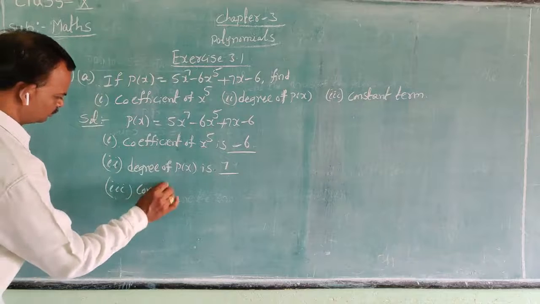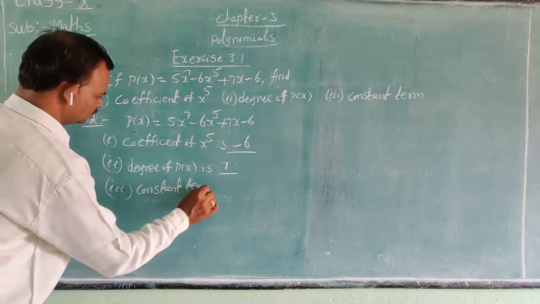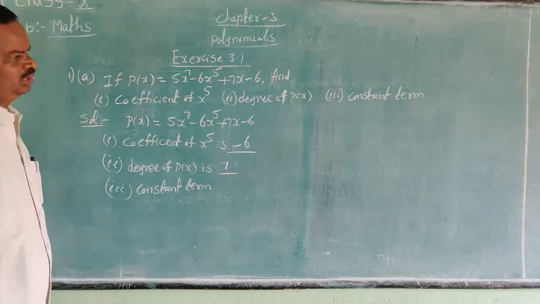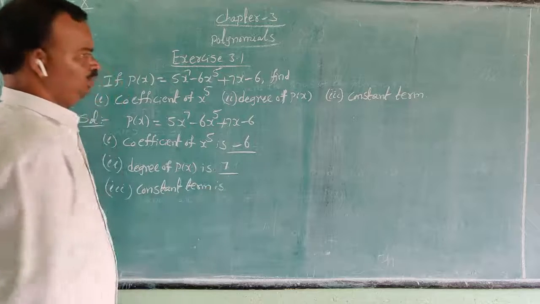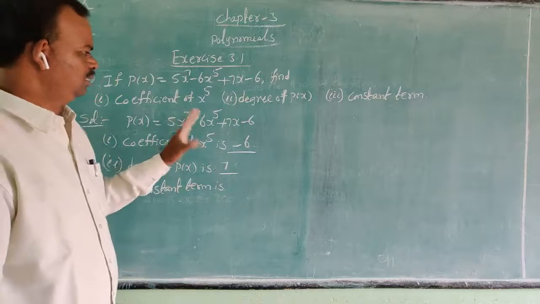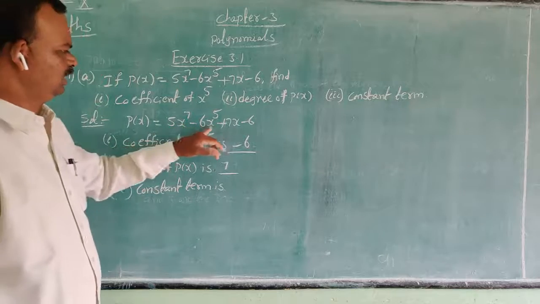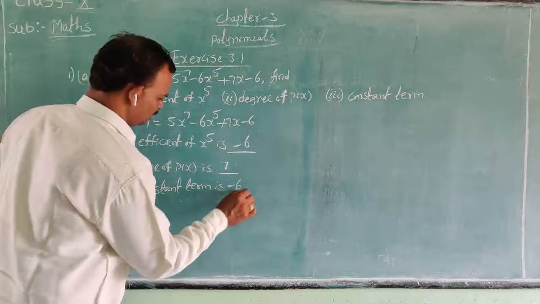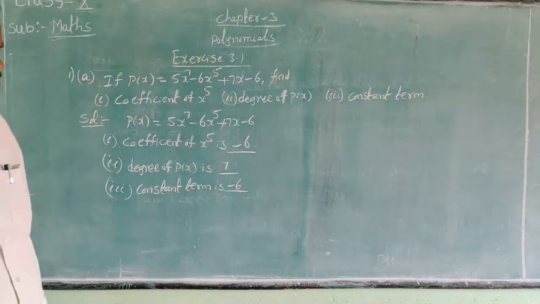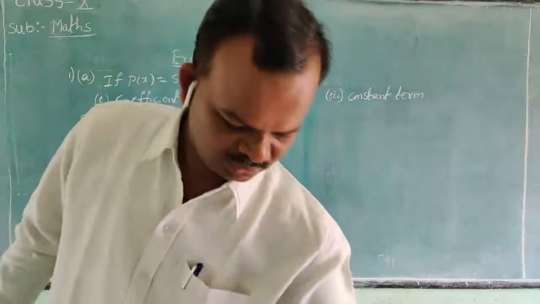Next, third one, the constant term. Constant means there is no variable term. Here the variable is x, and there is no variable in this term, so it is the constant. The constant term is equal to minus 6.